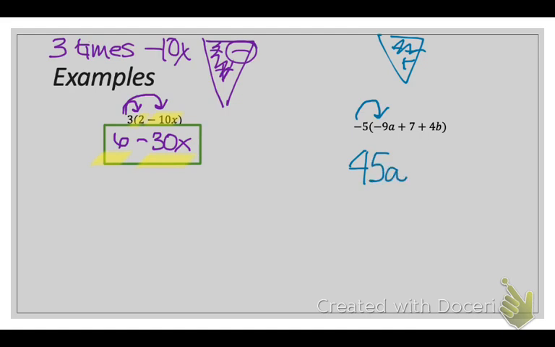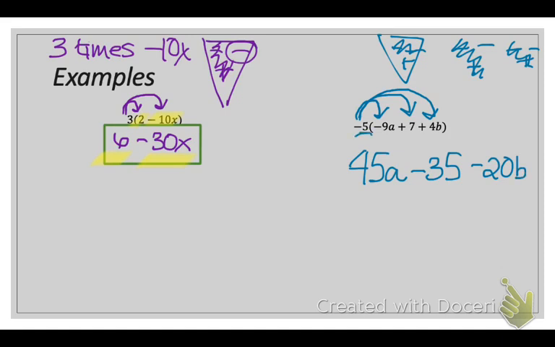Then I'm going to take negative 5 times positive 7. I have a negative times a positive, which means my answer is going to be negative 35. And then I have to do it one more time, negative 5 times 4b. Again, I have a negative and a positive. So I have negative 20b.